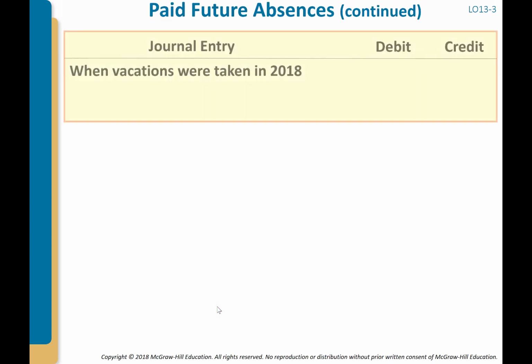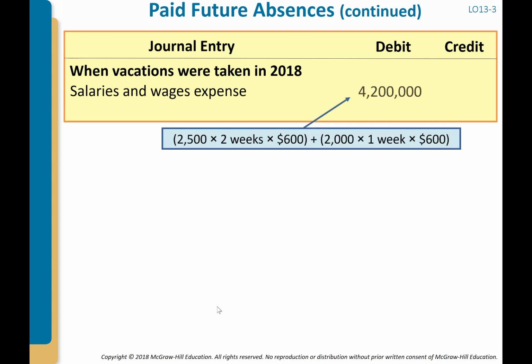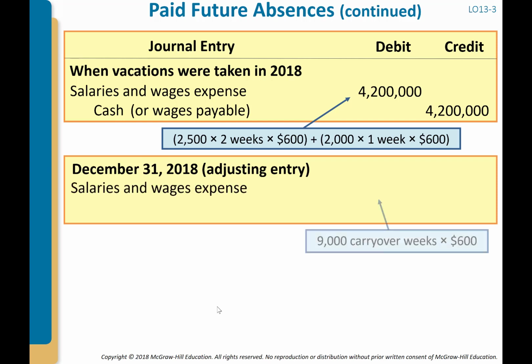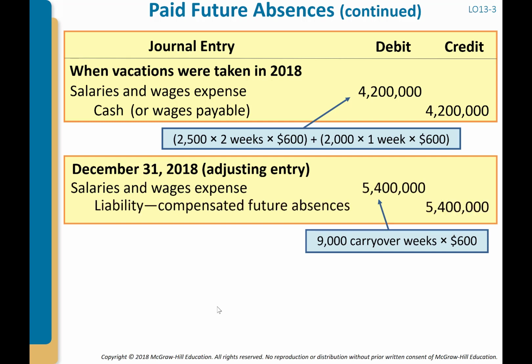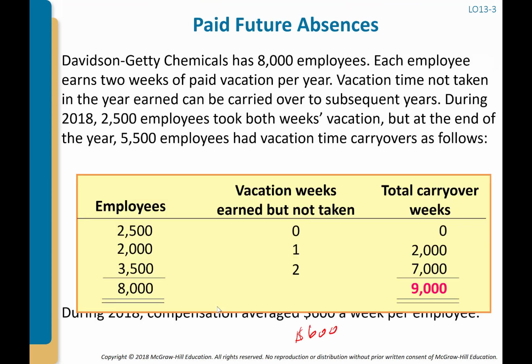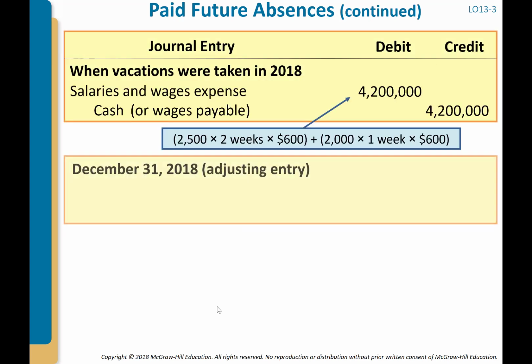So what do we do? Well, for the 0 employees, we don't do anything, right? We don't have to worry about them. But for those 2,500 that still had 2 weeks, we're going to take part of that 4.2 million for them. And then for those people that only had 1 week left, 2,000 of them, just going back to that table, right? 2,000, not employees, but hours, 2,000 hours of these guys. And then we've got the 7,000 hours of the other guys, so we go ahead.